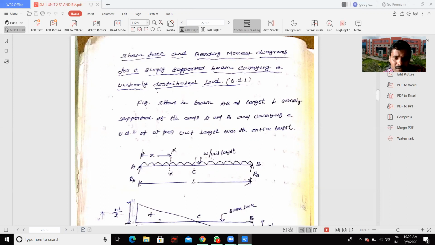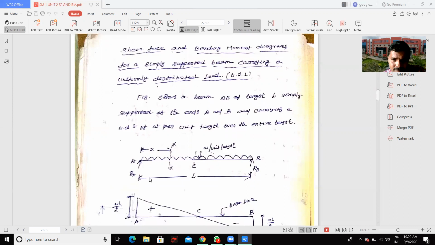Okay, so for that you have to use two equations. One is the sum of the moments at A equal to 0, or the sum of the moments at B equal to 0, and the second equation is the sum of the upward vertical forces equal to the sum of the downward vertical forces. Right? Using these two equations you can find the reaction values.